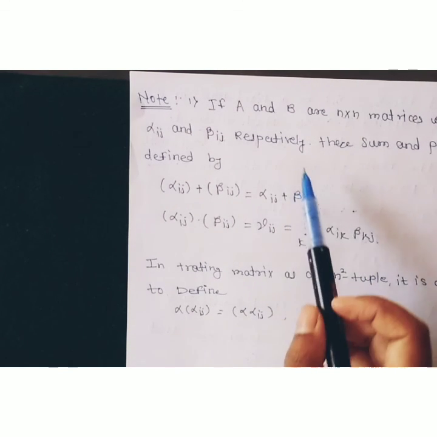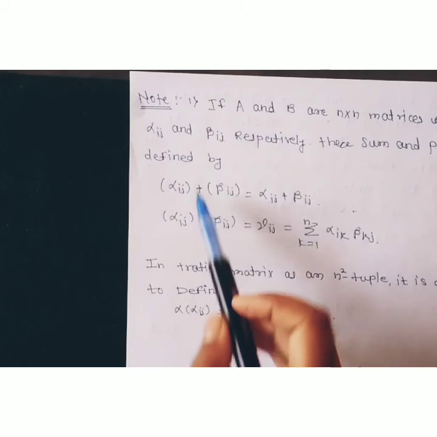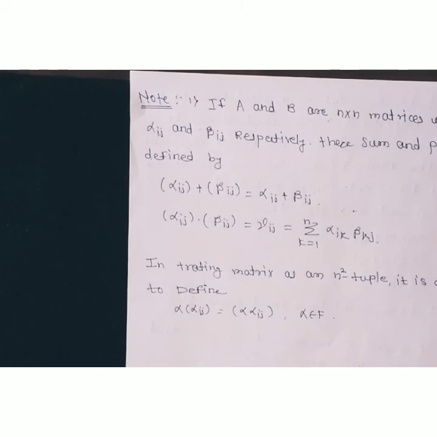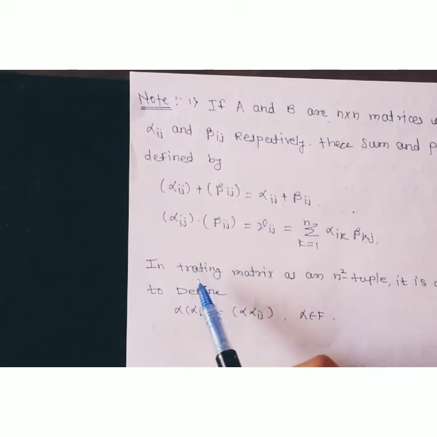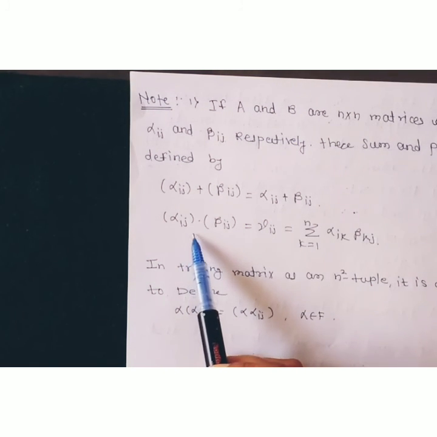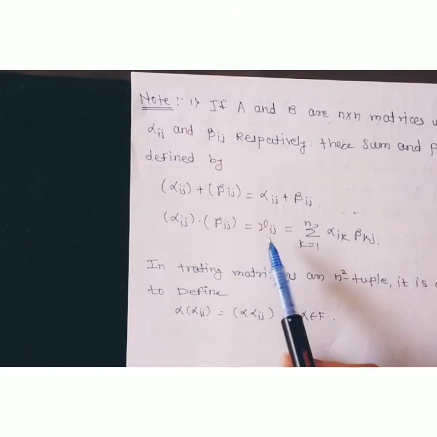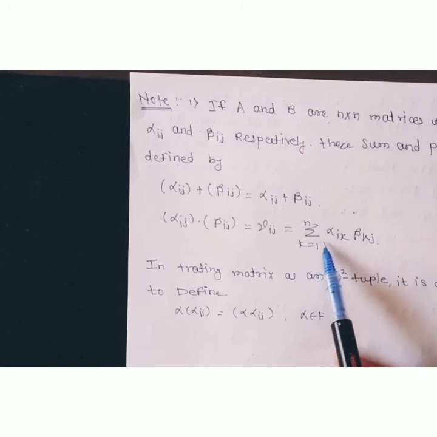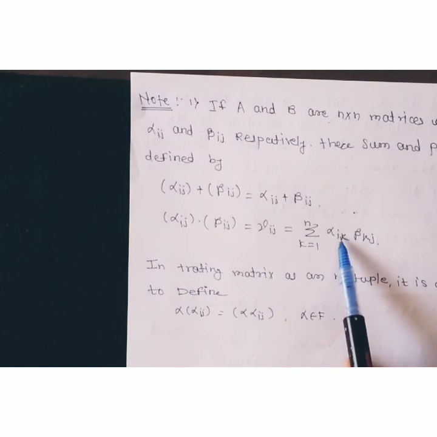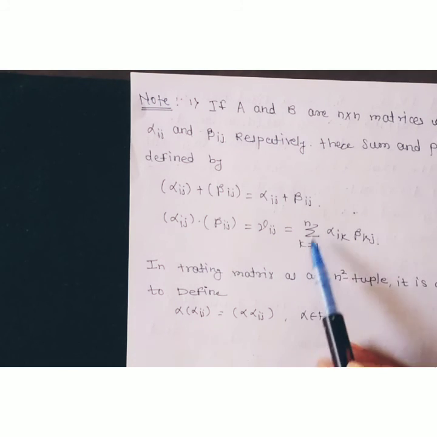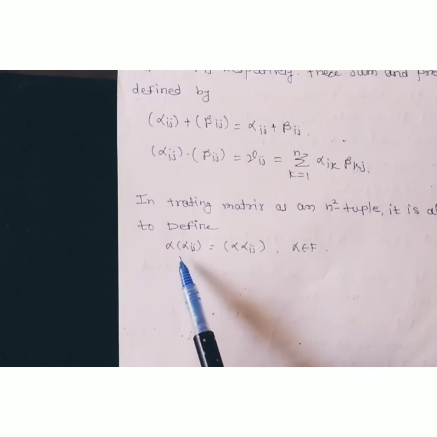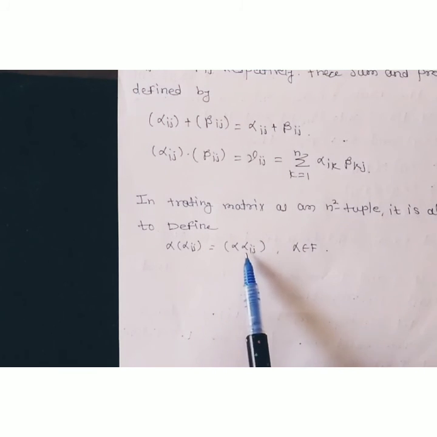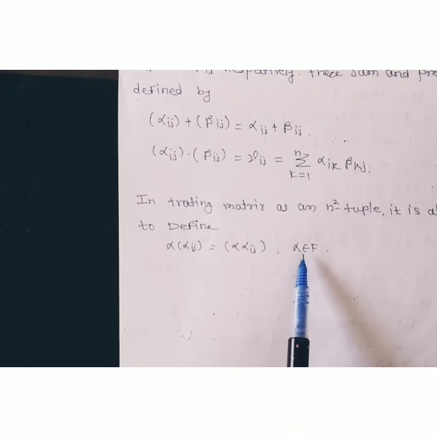If we are given A and B as n cross n matrices with coefficients alpha ij and beta ij, then the sum is alpha ij plus beta ij, taking the sum of the coefficients, and the multiplication is alpha ij into beta ij equal to gamma ij, where gamma ij is the summation of alpha ik beta kj, k running from 1 to n. In treating the matrix as an n square tuple, it is also natural to define alpha times alpha ij as alpha alpha ij for alpha belonging to the field F.